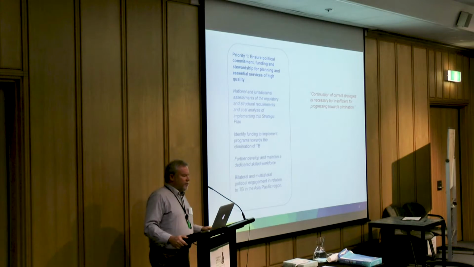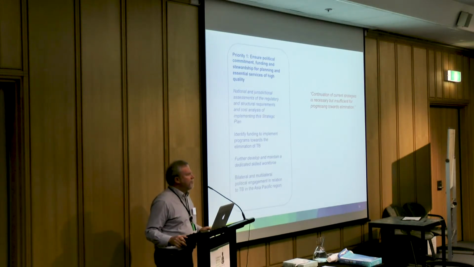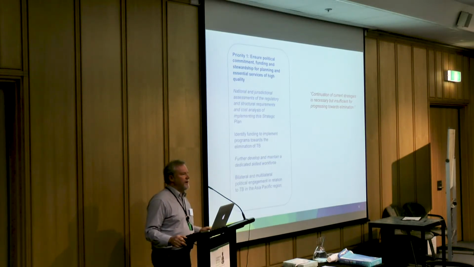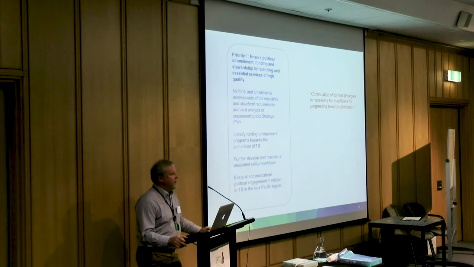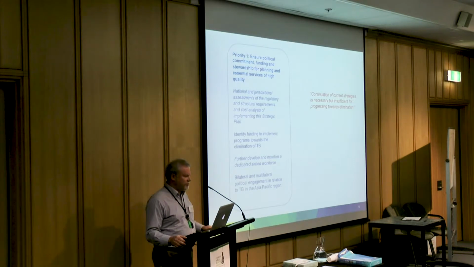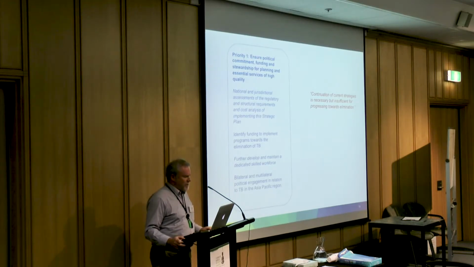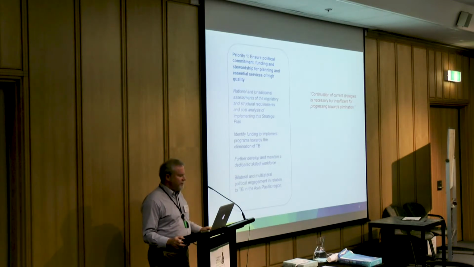So priority 1 is to ensure political commitment, funding and stewardship for planning and essential services of high quality. The action points that are in italics are the ones that we've highlighted in the executive summary as being perhaps of additional significance or importance. So we believe there should be a national and jurisdictional assessment of the regulatory and structural requirements and a cost analysis of what's required to implement the plan. So it's a fairly big one for number 1. In broad terms, we need to identify funding to implement programs towards elimination of TB.